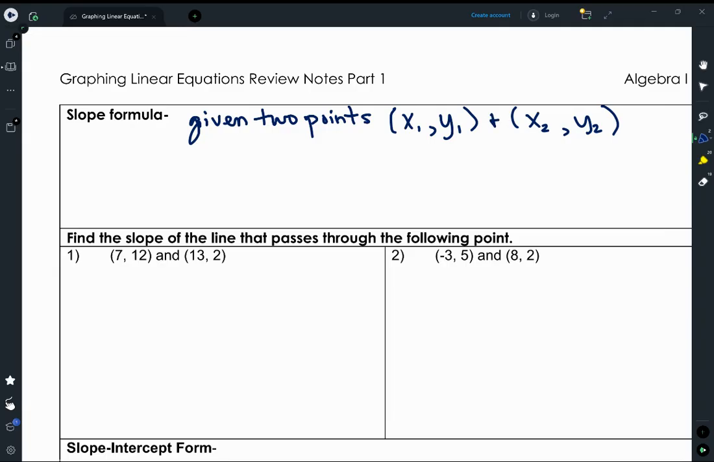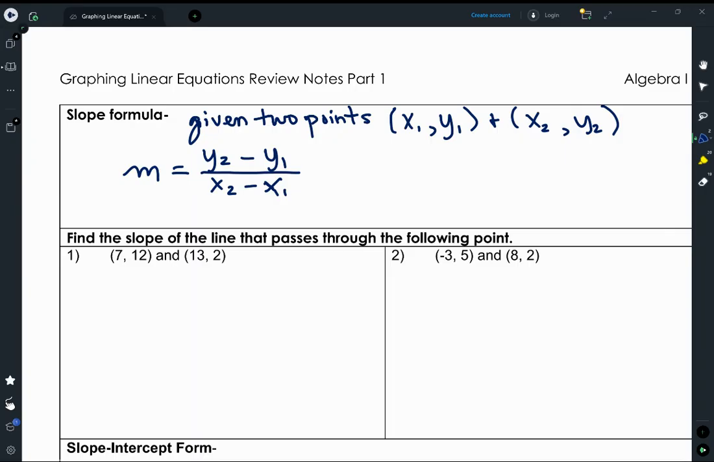So given 2 ordered pairs, our slope is going to be represented by the letter m, and that's going to be y sub 2 minus y sub 1 over x sub 2 minus x sub 1. So this again is an equation for slope, which is the measure of the steepness of a line. So now we're going to go ahead and try working out some problems by finding the slope.